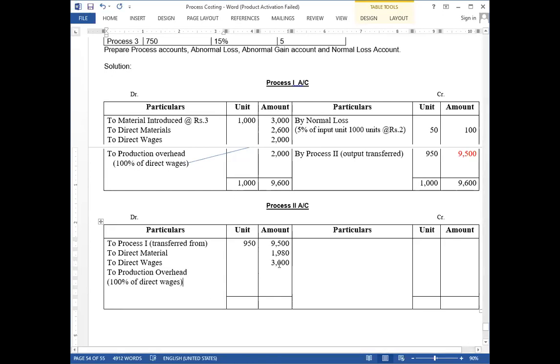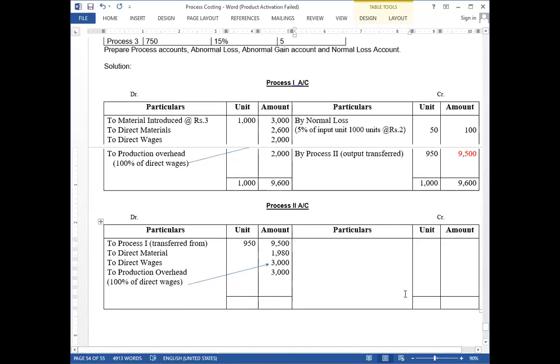For the production overhead, there is a hint given that it is 100% of direct wages. In this problem, direct wages are 3,000, so I am going to take it as it is, 3,000. From where did you get it? It's nothing but 100% of direct wages. So now step number 1 is over. That is the input units and the input amount, everything is done. The other expenses are over.